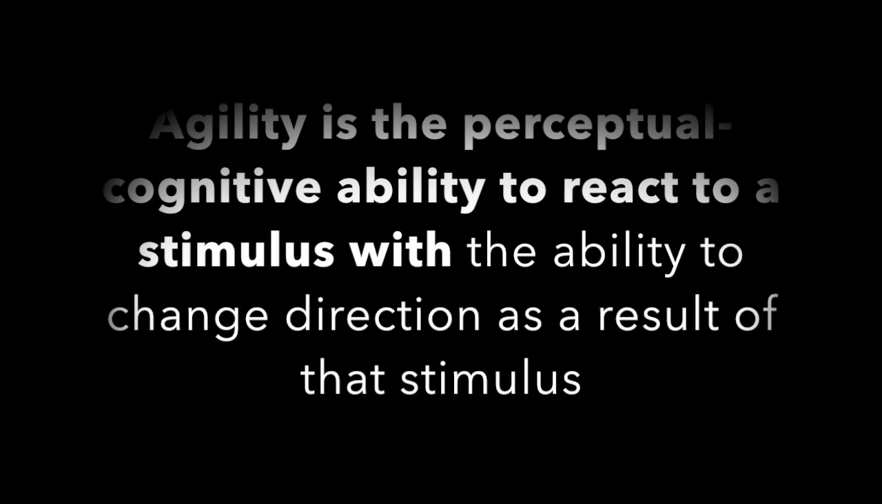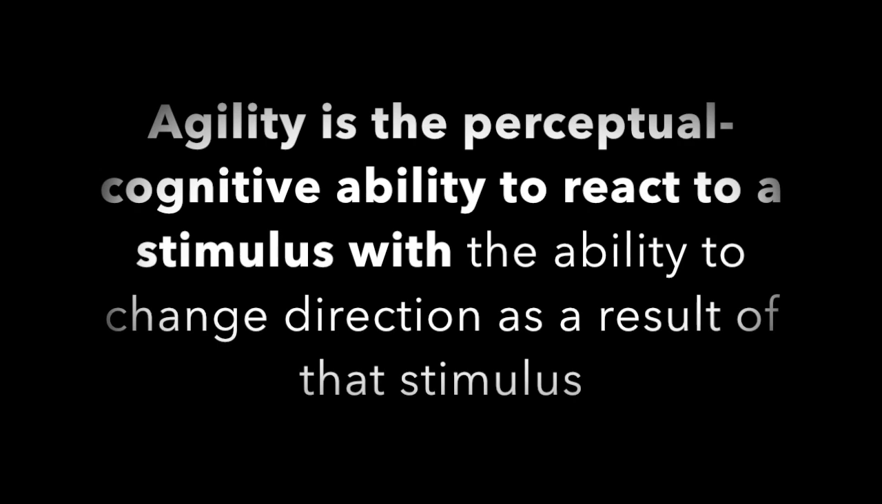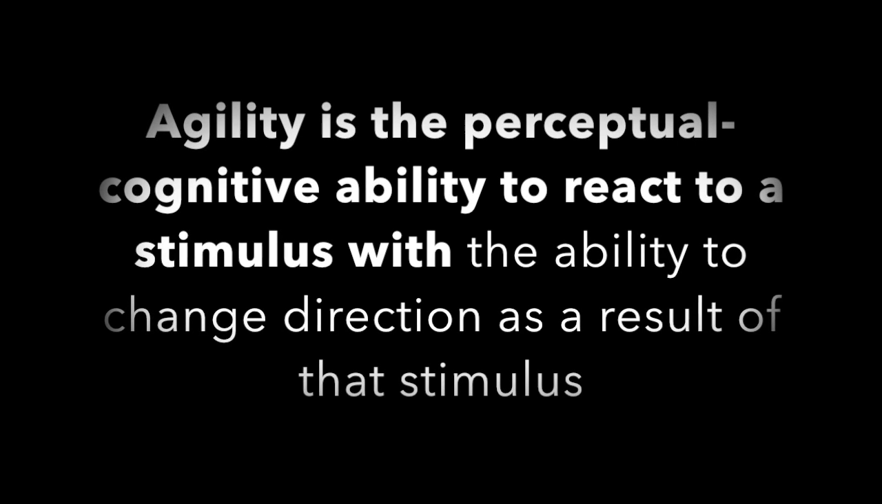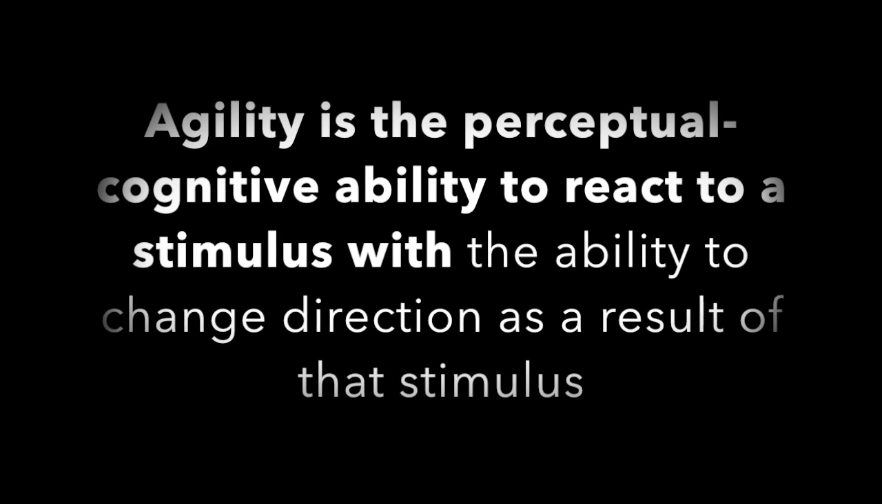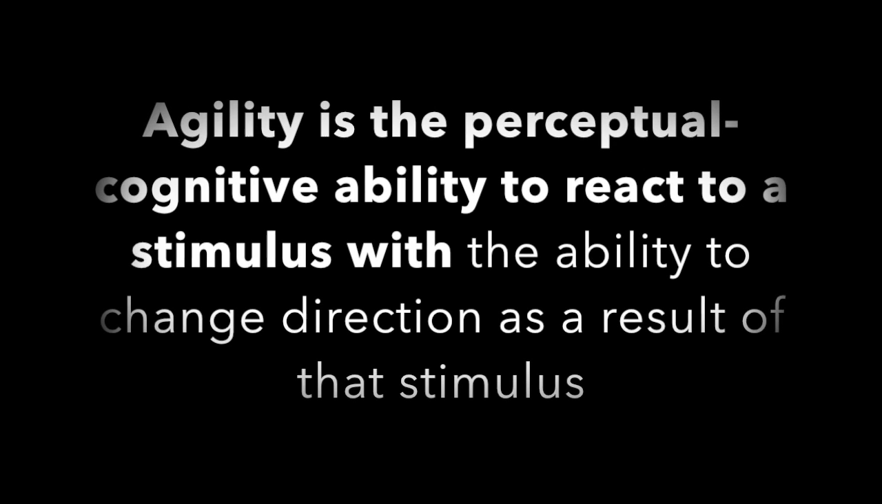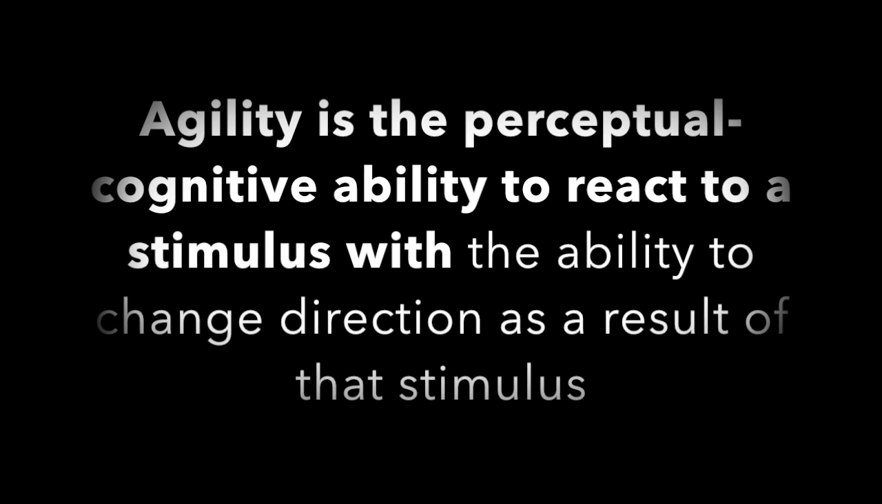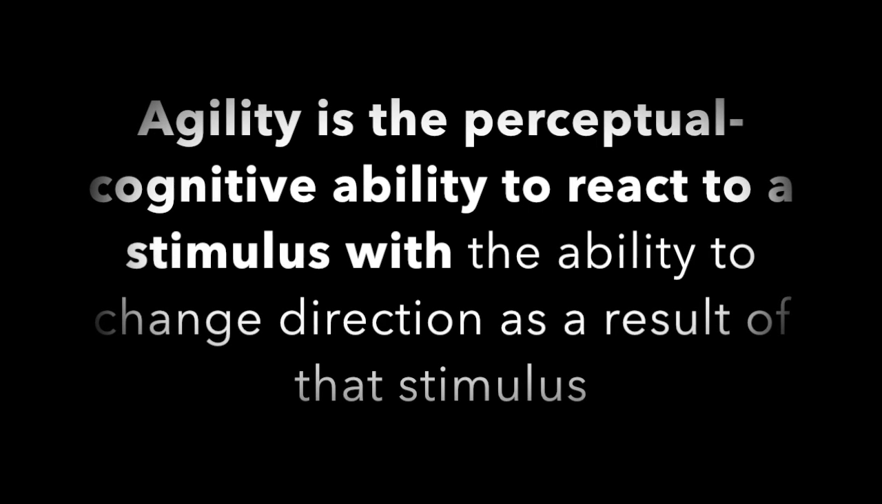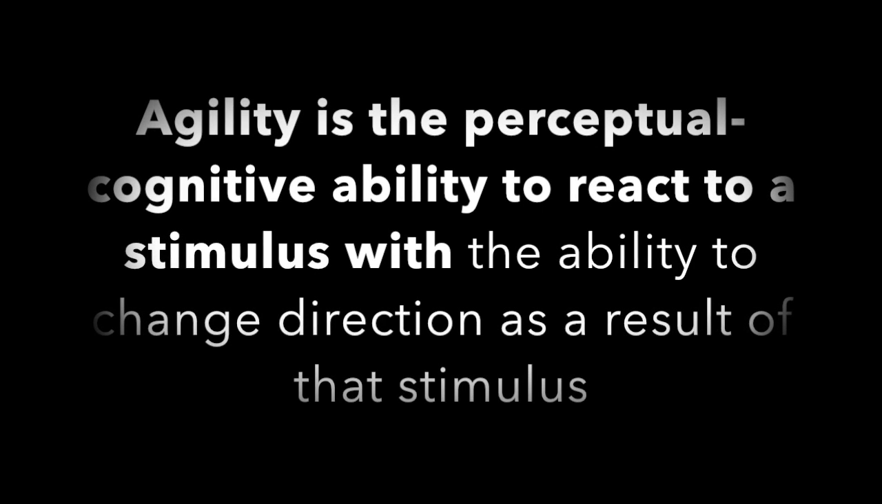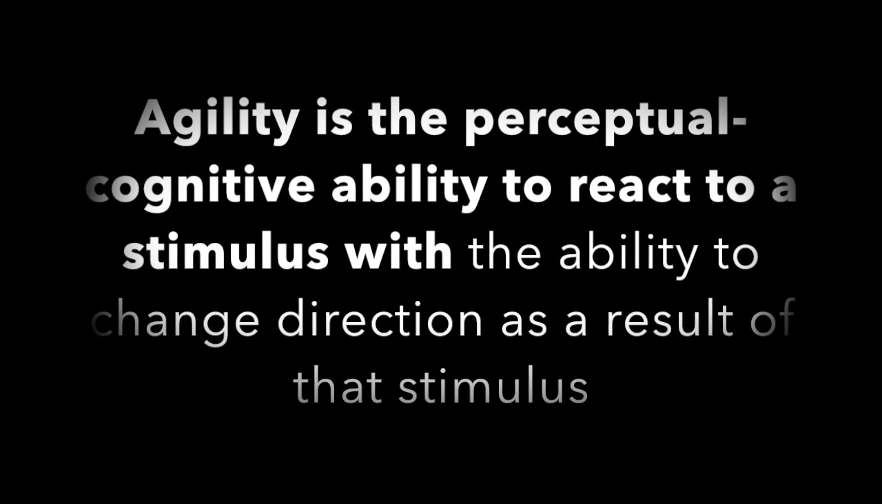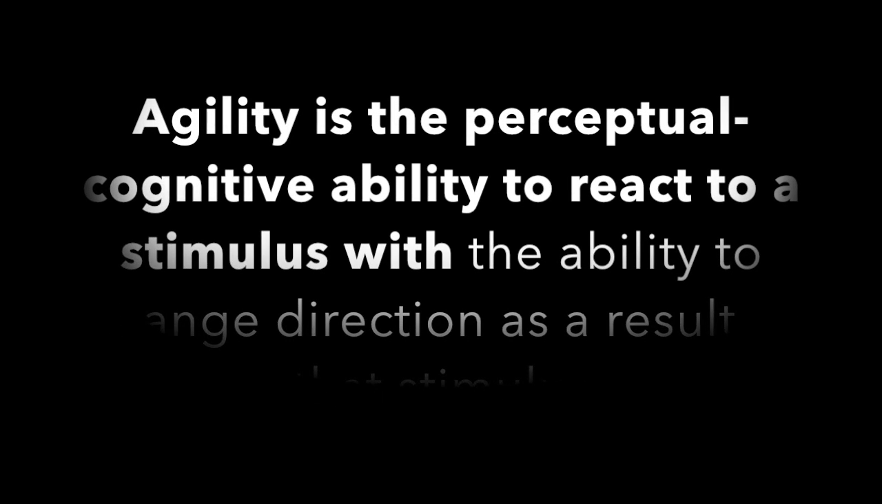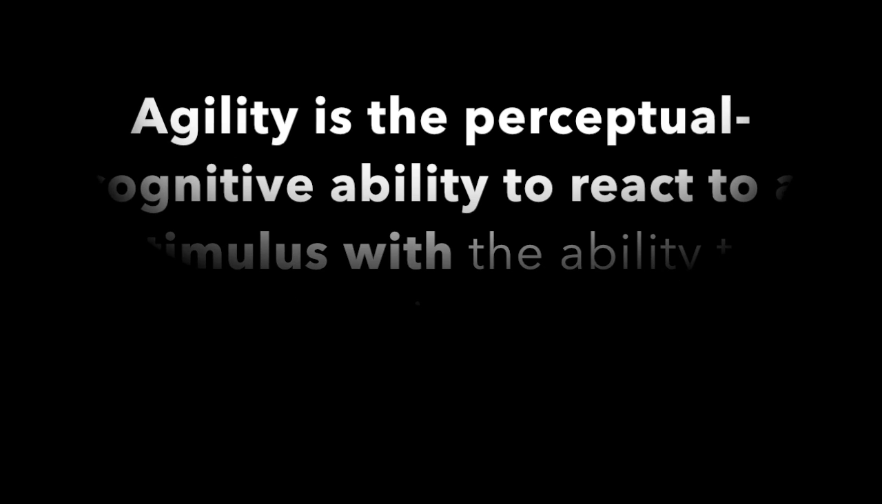She suggests, therefore, that agility is the perceptual cognitive ability to react to a stimulus alongside or with the ability to change direction as a result of that stimulus. So it's, in essence, reacting to an open environment, whereas a change of direction involves a predetermined plan. Agility is a reaction to an open environment that's constantly changing with, say, defenders or objects in the sporting environment.